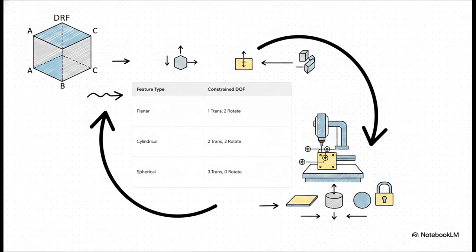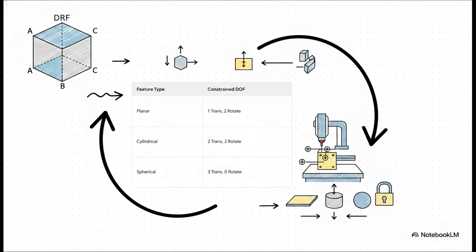For instance, if your primary datum is a planar surface, a plane, resting the part on that plane constrains 1 translation and 2 rotations. Basically, it can't move up and down, and it can't pitch or roll. If your datum is a cylindrical axis, well, that constrains 2 translations and 2 rotations. And a spherical point, that constrains 3 translations but 0 rotations.